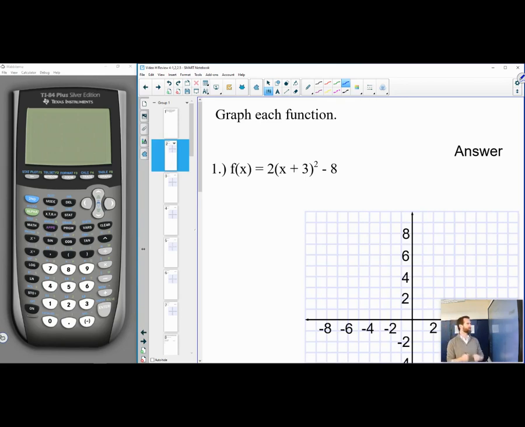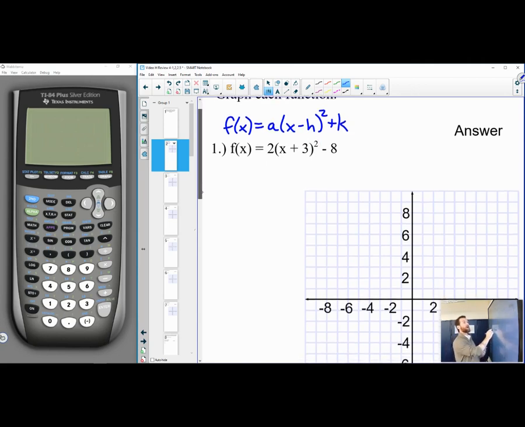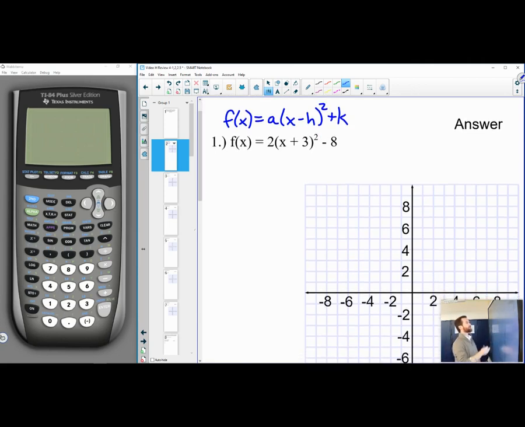So the first section we're graphing, number one is f of x equals 2 times the quantity x plus 3 squared minus 8. Now, when I look at this, the first thing I see is this is in vertex form. So let's remind ourselves what vertex form is. It's f of x equals a times x minus h squared plus k. Now, whenever we're graphing a parabola, and we know this is going to be a parabola because we see the highest power of 2 for our variable, that means it's a quadratic. Whenever we're graphing a parabola, the first thing is always to find the vertex, which is h, k.